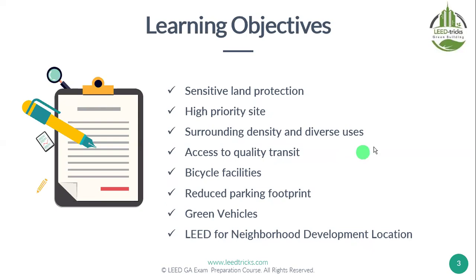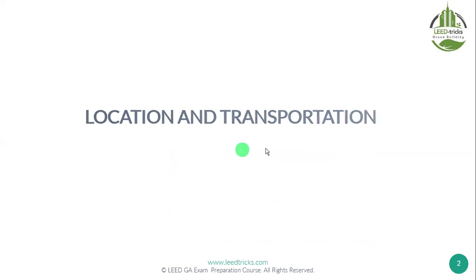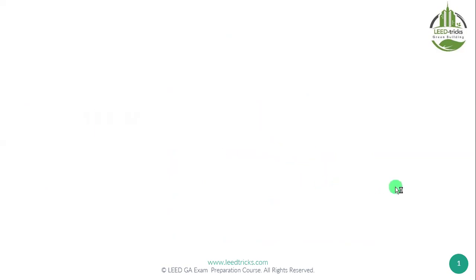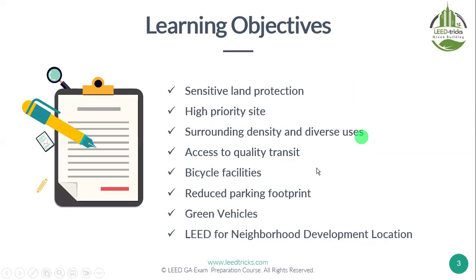So now we will start chapter 3, location and transportation. Following our study in the LEED process and LEED categories, this will be considered after the integrative process, the second category. Or we can think of it as the technical part, the first category. Here are the credits. There are no prerequisites in this chapter.